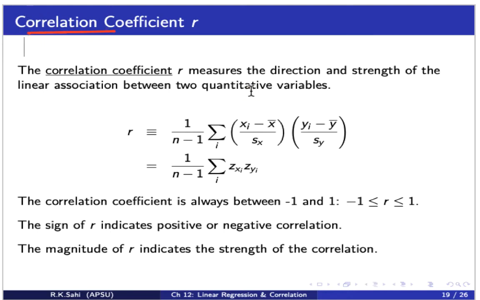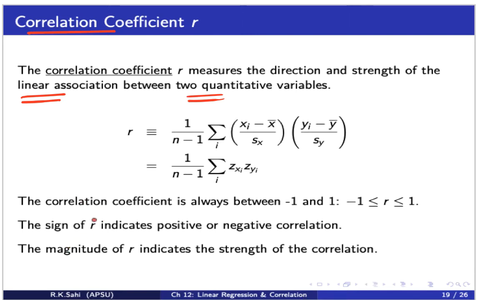Now, the correlation coefficient measures the direction as well as the strength of the linear association between two quantitative variables. Now, guys, this is this whole fancy formula. And remember one thing, we are not going to use these formulas. We're going to go straight to our calculator, and the calculator is going to give us the answers.